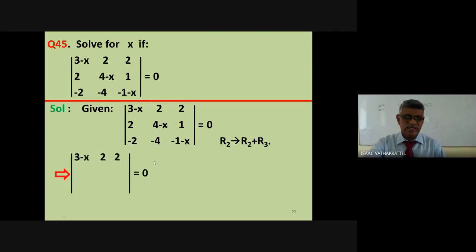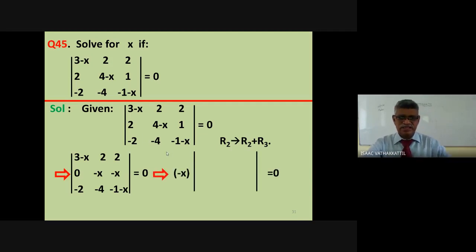What you get is R1 as it is, R2 will be 0, minus x, minus x. Getting? R2 changes to R2 plus R3, R3 as it is. From here now I am getting x out. I took minus x out so that you can manage because the right side is 0. So 3 minus x, 2, 2, 0, 1, 1, minus 2, minus 4, minus 1, minus x.